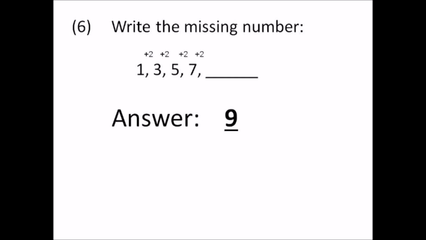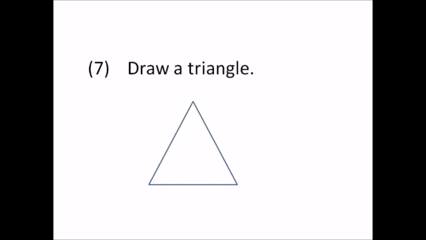Number 6, write the missing number. You're going up, you're adding 2 to each number. That's what you have to find out first, what are you doing to the number to get the next one. And in this case, you are adding 2. So you skip count in 2s starting from 1. So it's 1, 3, 5, 7, 9. 7 plus 2, 9. Yes, you got it. Excellent work, guys.